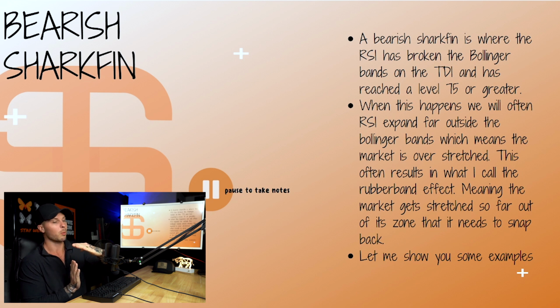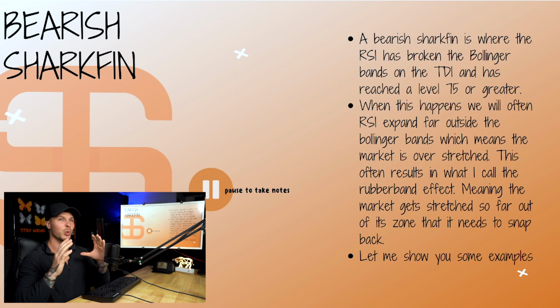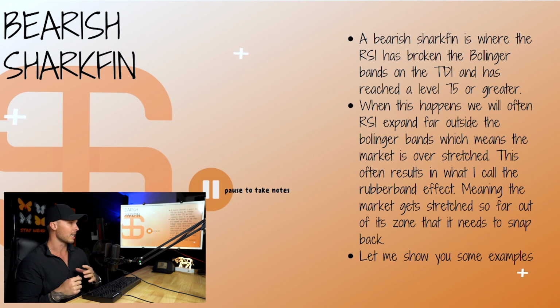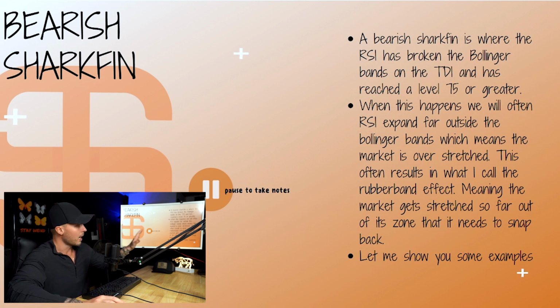This is the RSI. Well, the RSI pops out of the Bollinger Band, and what this is showing us is that the market is out of its range and overextended. And when it's overextended, I call this the rubber band effect. It needs to be snapped back into place, and that's how shark fins work. So it gets so overextended out of its range that it needs to be snapped back into the range, okay? So, I'm going to show you some examples right here.